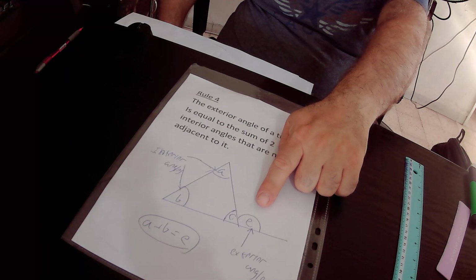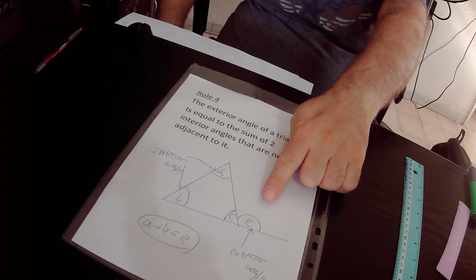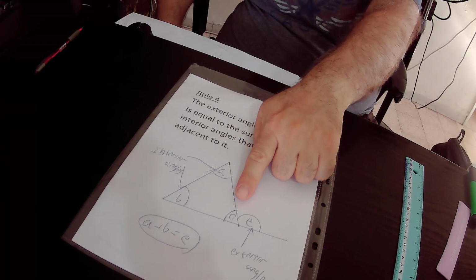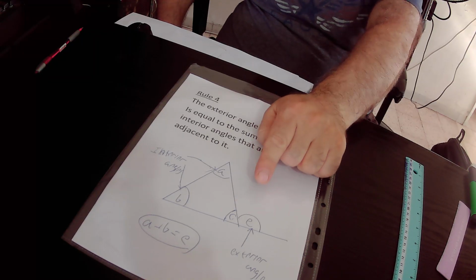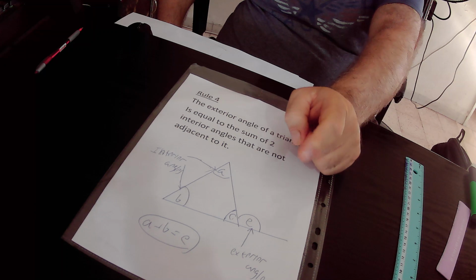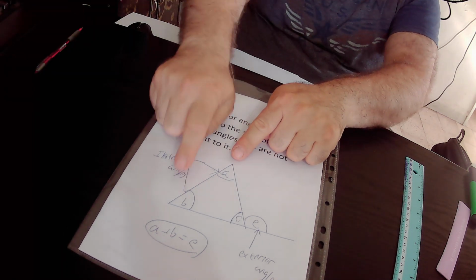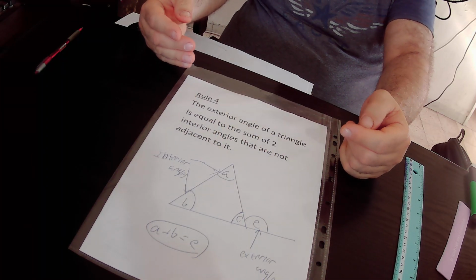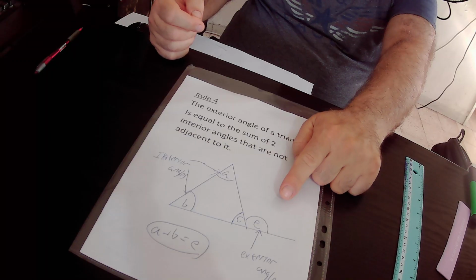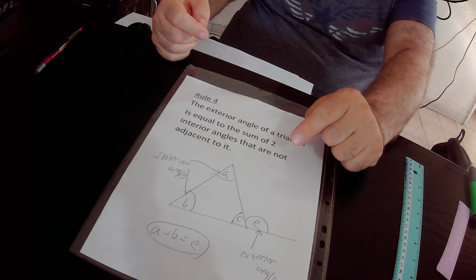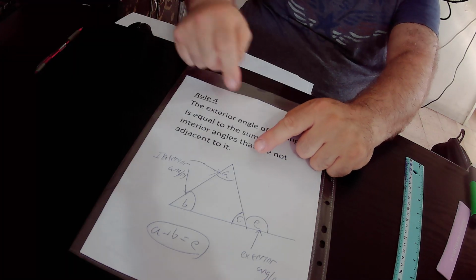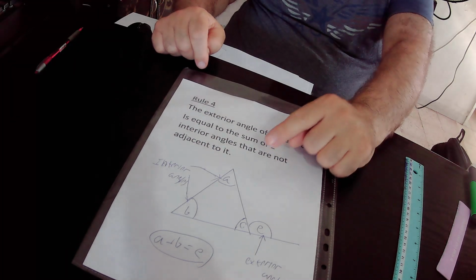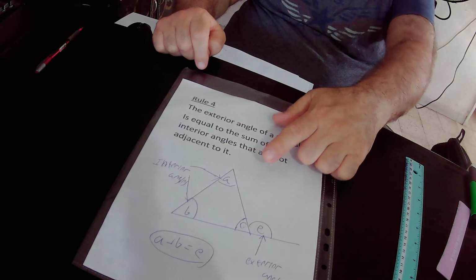According to rule 4, the size of the exterior angle E is equal to the sum of the two interior angles that are not adjacent to it. This is angle C, and angle C is adjacent to angle E. The other two interior angles that are not adjacent to angle E are A and B. And the sum of those two angles is of course A plus B. That is to say, angle E equals A plus B according to rule 4.